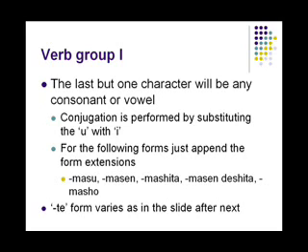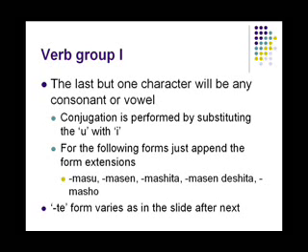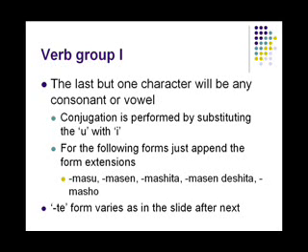There are two parts to perform the conjugation. One is the modification of the plain form verb, another is the formation of the te form. The verb ending U is substituted with the verb ending I, and then the form extensions are appended. That is to say, we substitute the English character U with the English character I before appending the form extensions. These form extensions can be Masu, Masen, Mashita, Masen deshita and Mashou. We will cover the te form in the slide after the next.